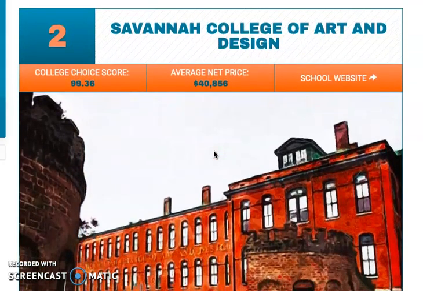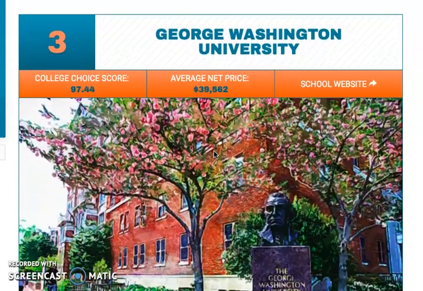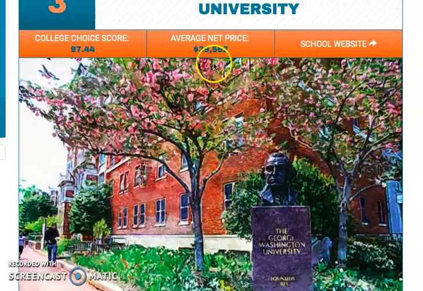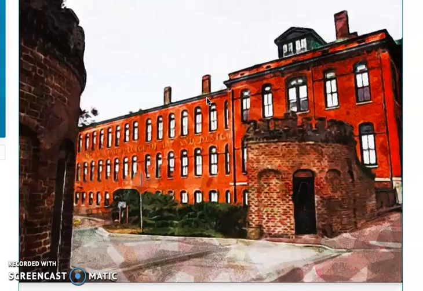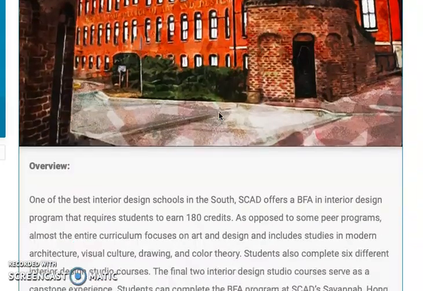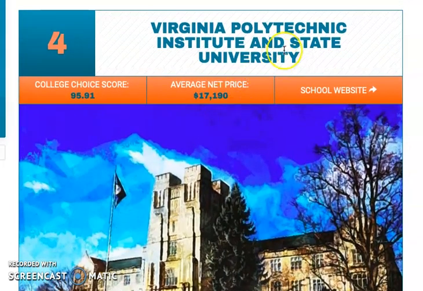And there's one down in Savannah, Georgia, and George Washington University, which is in Washington, D.C. But look at the price on that one. What was Savannah? Wow, $40,000. And I'm assuming that's a per year price. It doesn't say. But look at this one, Virginia Polytechnic Institute and State University. Usually state universities are a lot less expensive. So $17,000 a year is not bad at all.